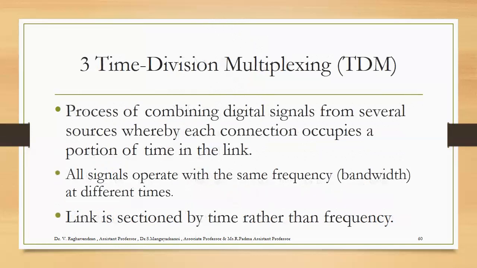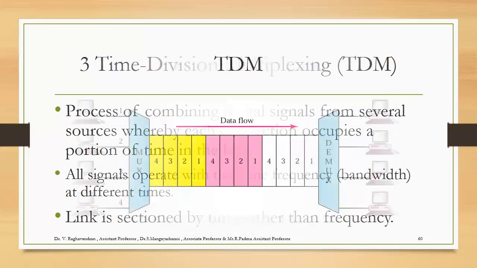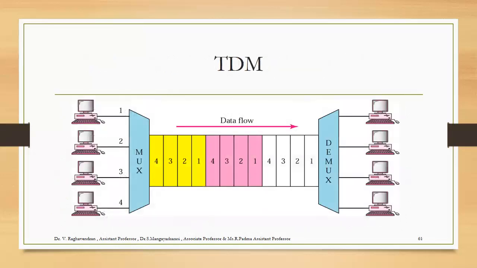The third technique is time division multiplexing, TDM. What is meant by TDM? It is the process of combining digital signals from several sources whereby each connection occupies a portion of time in a particular link. Here all the signals operate with the same frequency, that means the same bandwidth, at different times. Here a link is sectioned by time rather than by frequency.